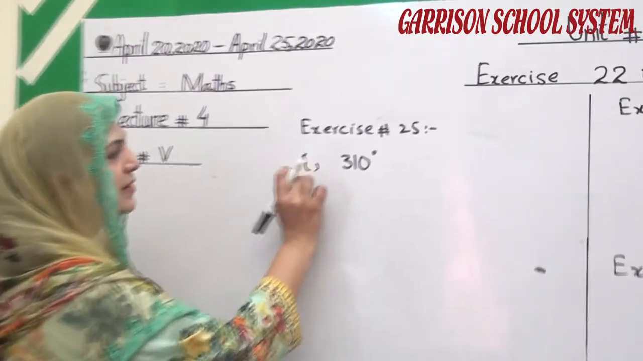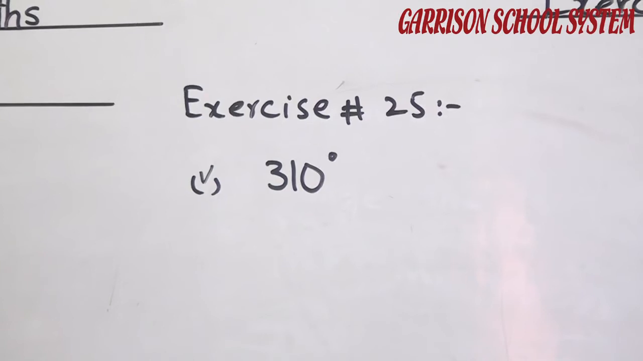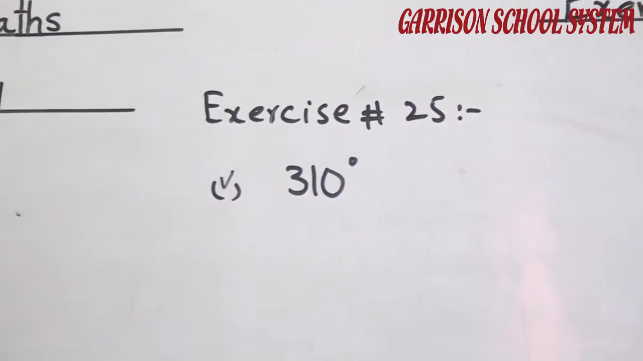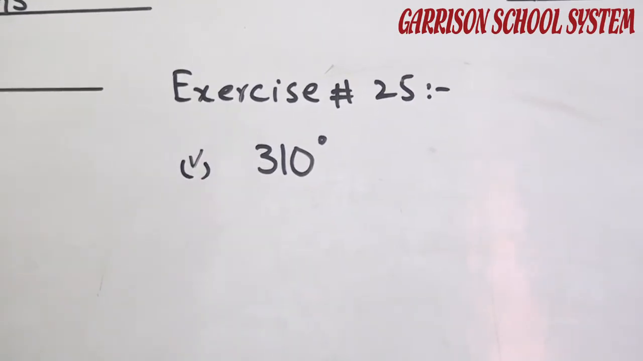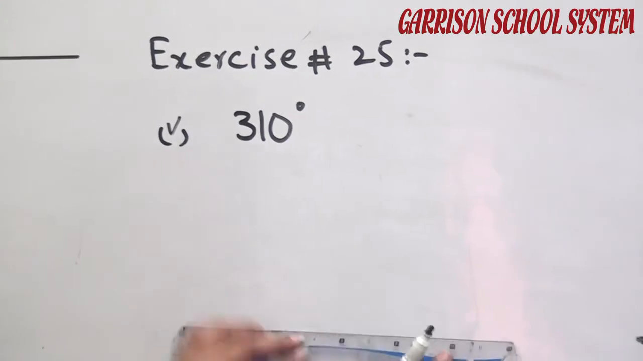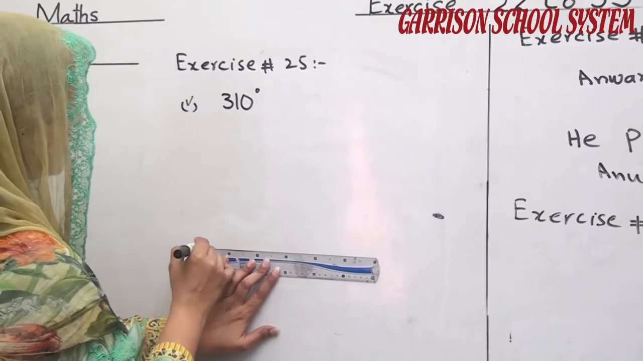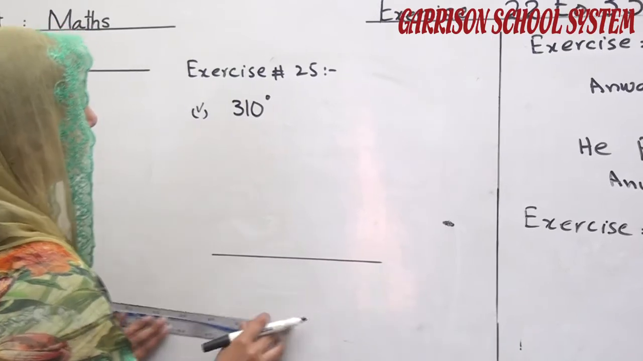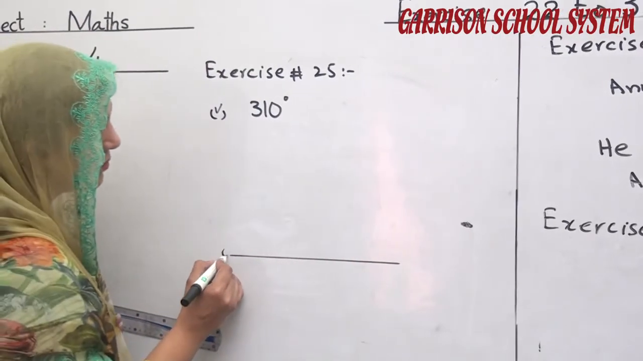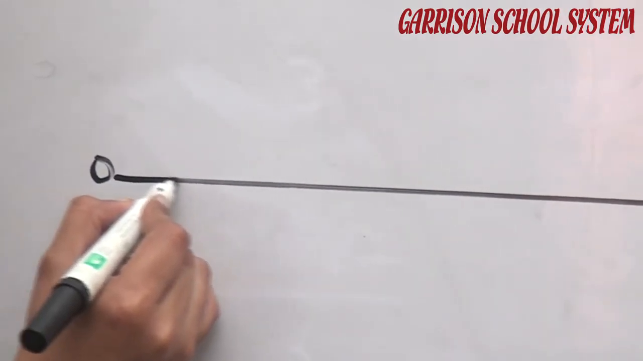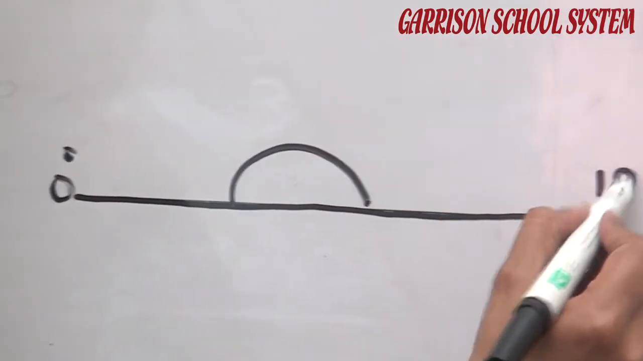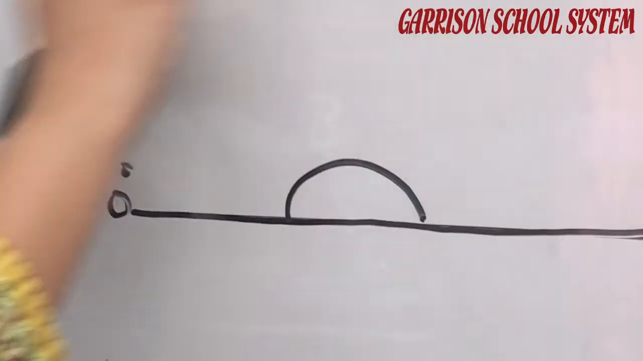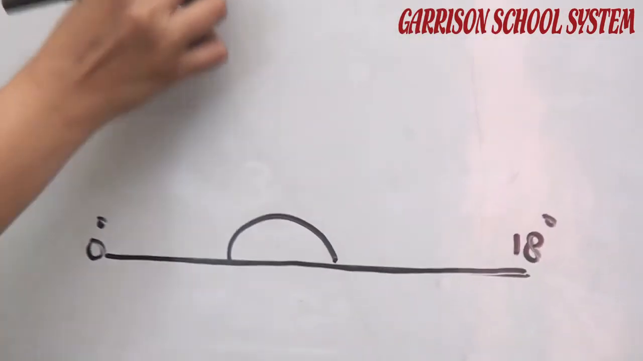Students, this is the part number 5. 310 degree. We have to draw the angle of 310 degrees. So how can I draw? Because this is the line. When we draw the line here in this way, the angle lies from 0 degree to 180 degree. So how can I make more than 180 degree, because this is more than 180 degree.